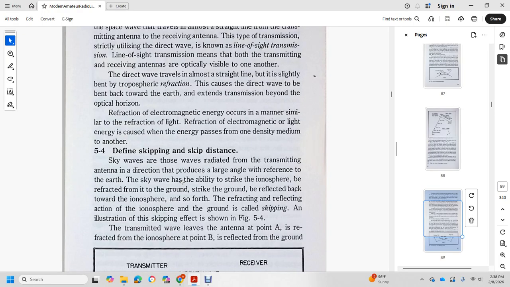distance. Sky waves are those that radiate from the transmitting antenna in a direction that produces a large angle with reference to the Earth. The sky wave can strike the ionosphere and be refracted back to the ground, strike the ground and be reflected back toward the ionosphere, and so forth. The refracting and reflecting action of the ionosphere and the ground is called skipping, and the skipping effect is illustrated in Figure 5.4.